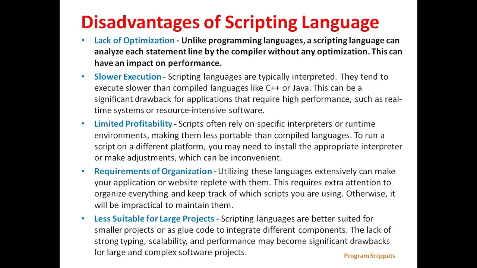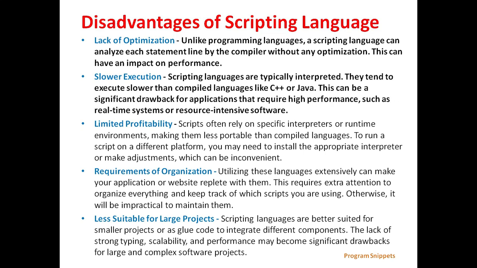Disadvantages of scripting language. Lack of optimization. Unlike programming languages, a scripting language can analyze each statement line by line by the compiler without any optimization. This can have an impact on performance. Slower execution. Scripting languages are typically interpreted. They tend to execute slower than compiled languages like C++ or Java. This can be a significant drawback for applications that require high performance, such as real-time systems or resource-intensive software.